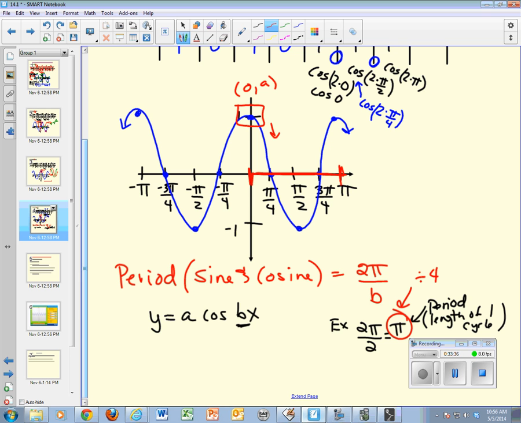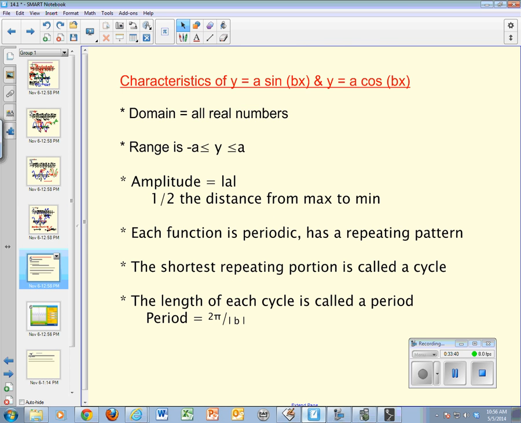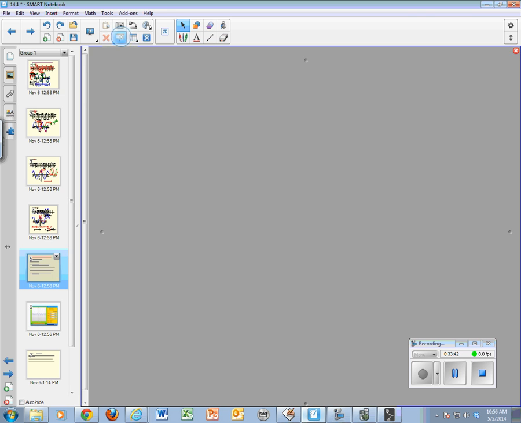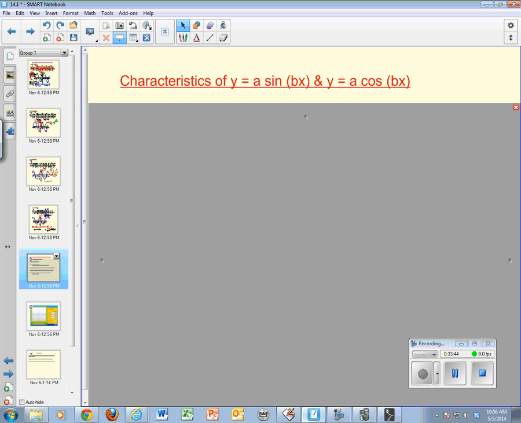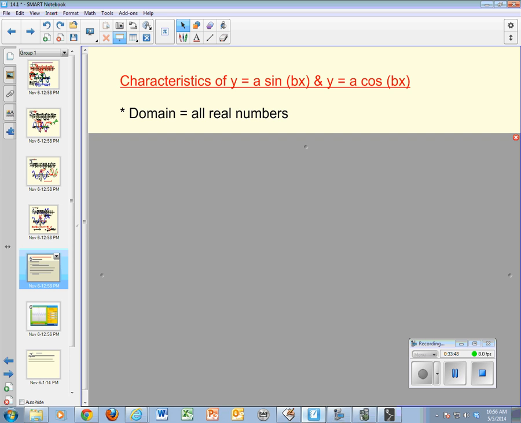Okay, I'll show you that again. Let's just quickly talk about some of these characteristics again. So sine and cosine have similar characteristics in a lot of ways. Domain is going to be all real. So domain stands for x, right? And x is an angle measure in each of these equations.